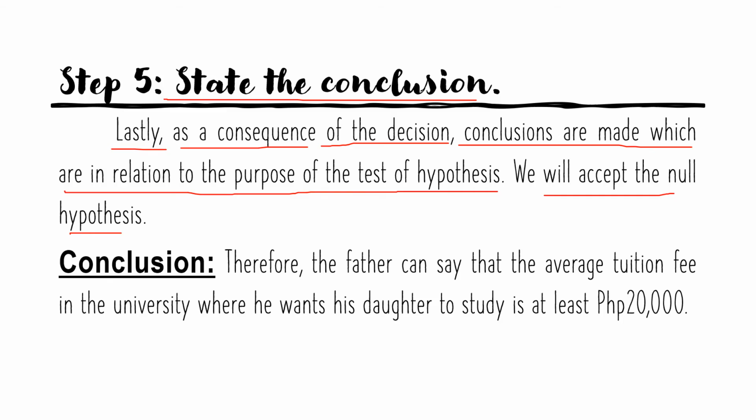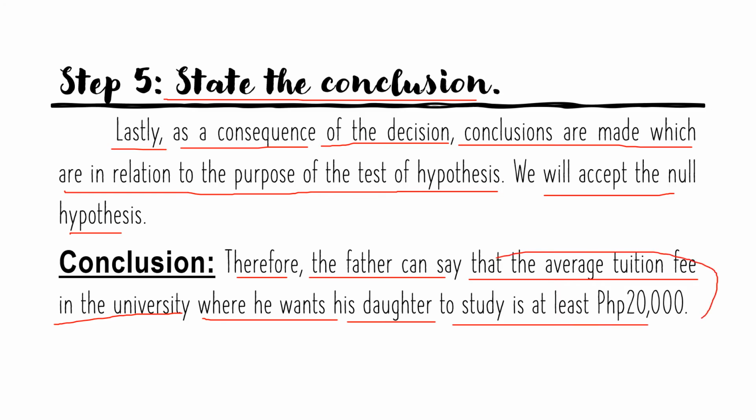So for our conclusion, therefore, the father can say that the average tuition fee in the university where he wants his daughter to study is at least 20,000. We simply adopt and accept your null hypothesis because your computed value falls on the non-critical region.